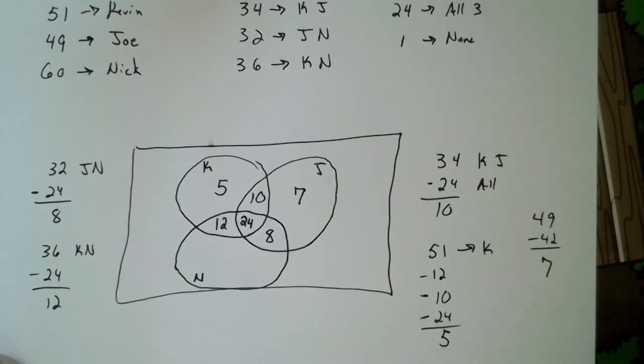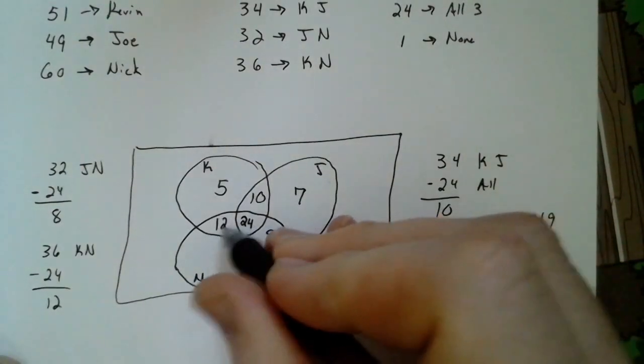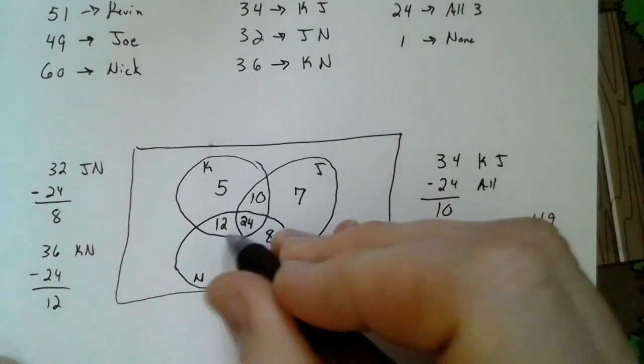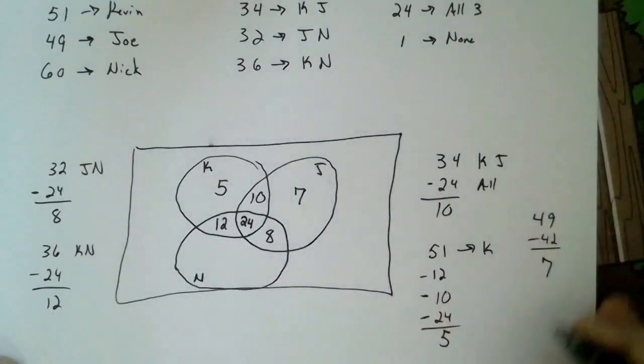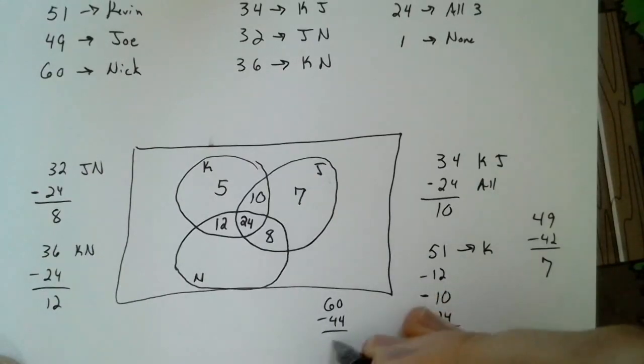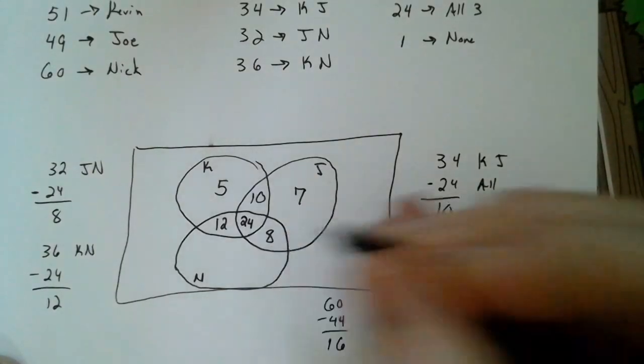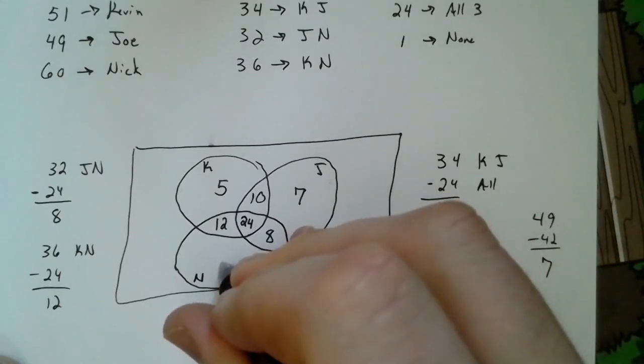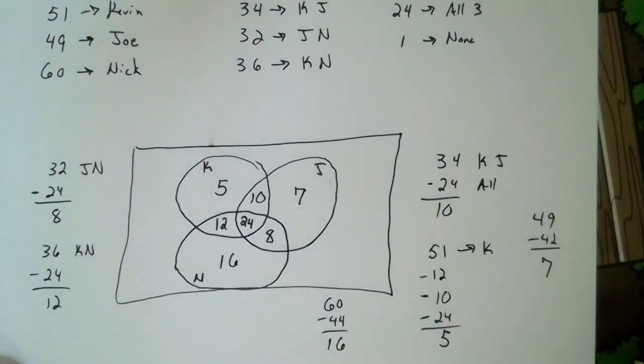Now the last one we're going to look at here is going to be Nick, right? So 12 and 24 is 36. 36 and 8 is 44. So we're going to do 60 minus 44, and we get 16 here, right? So it's going to be 16 that only like Nick and don't care for Kevin or Joe, right?